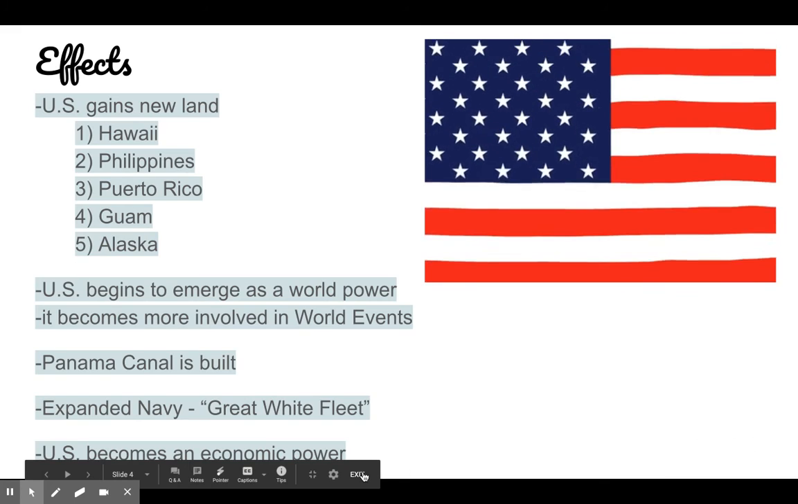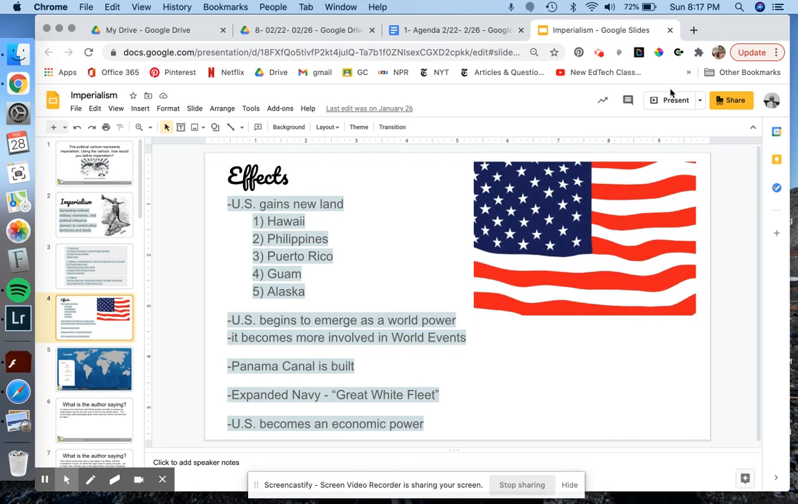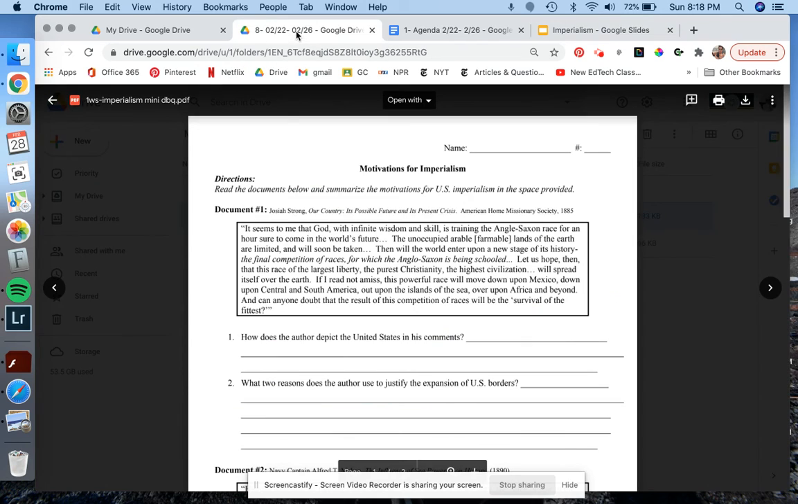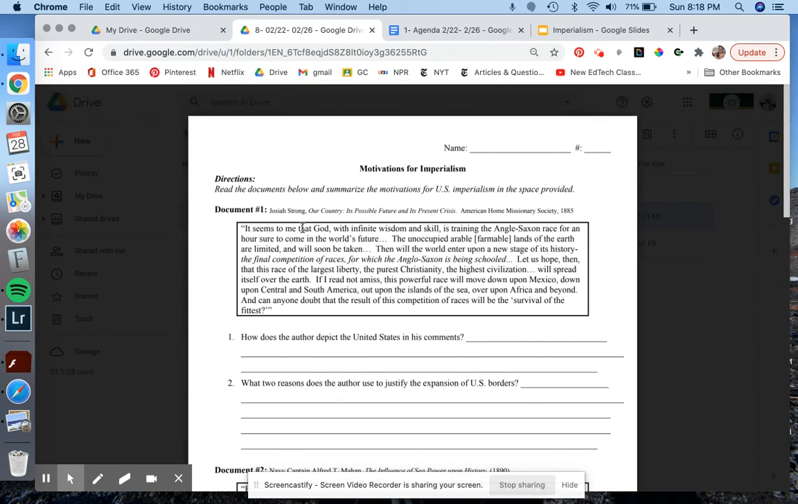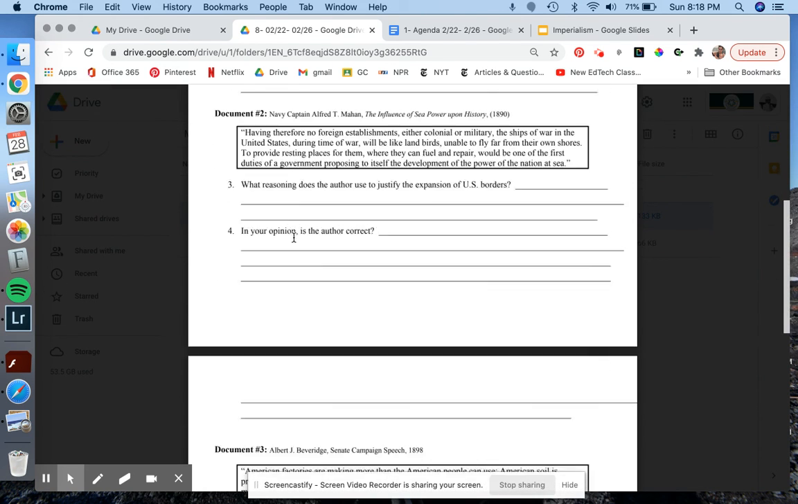So, what you guys are going to work on in just a second with Miss Smith is going to be, where did it go? Sorry. Yes. Oh, here it is. This is called Motivations of Imperialism. So what you guys are going to do with this is, with Miss Smith, you're going to read this quote right here, and then you'll answer these questions. And there are actually 3 different quotes here.